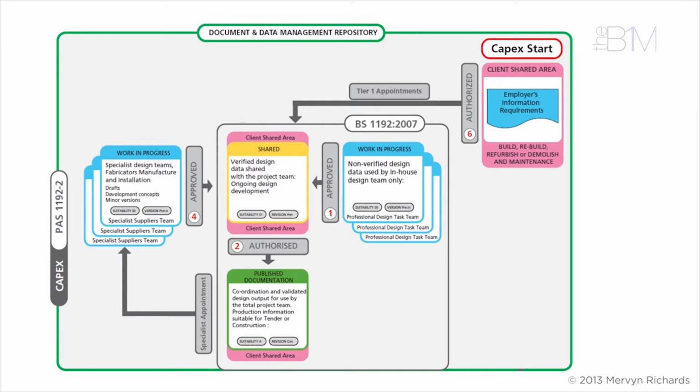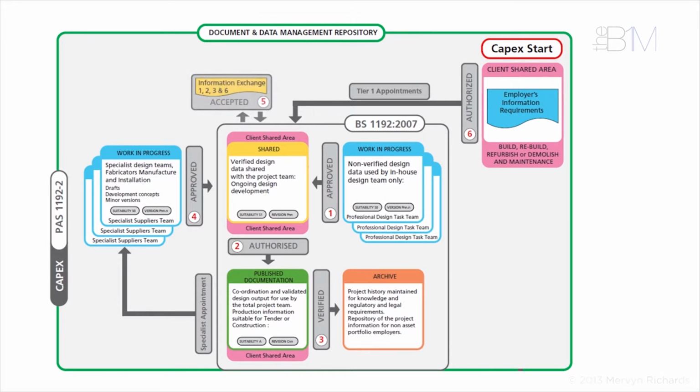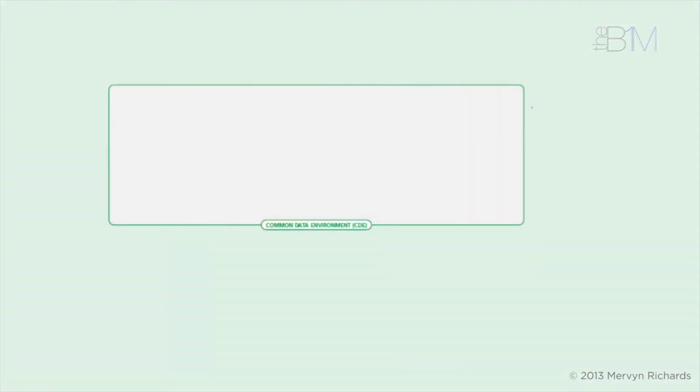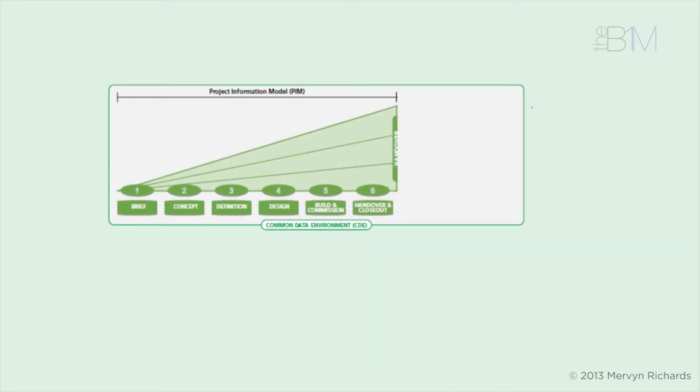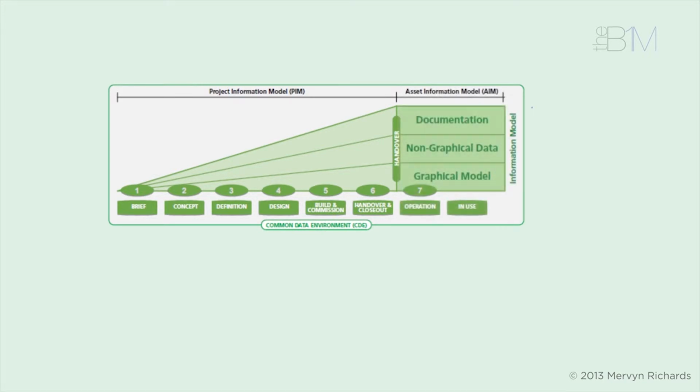As each project milestone is met, published information is moved to the archive area for future reference and use. Effective use of a common data environment will build an accurate and well-structured dataset known as a project information model as the stages progress. Once verified, this published document and data is used in the asset management phase and known as an asset information model.